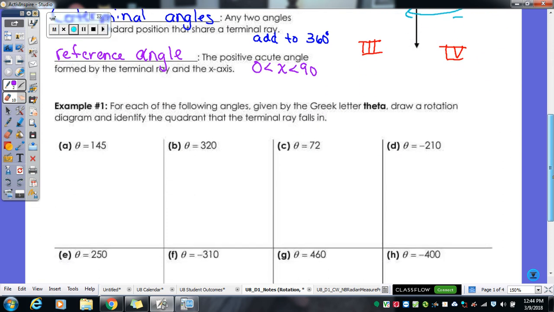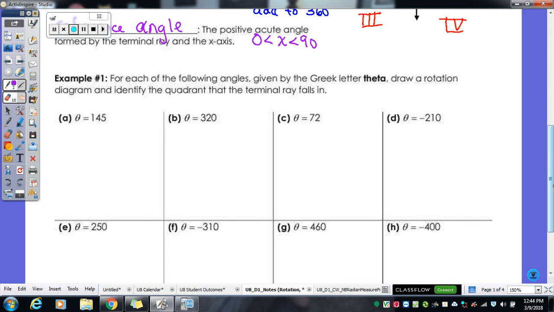Okay. Let's do some practice here. So example 1, for each of the following angles given by the Greek letter theta, draw a rotation diagram and identify the quadrant that the terminal ray falls in. So for a rotation diagram, we're going to need our quadrants here.